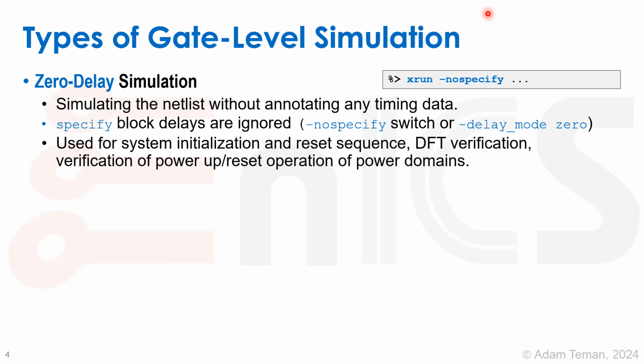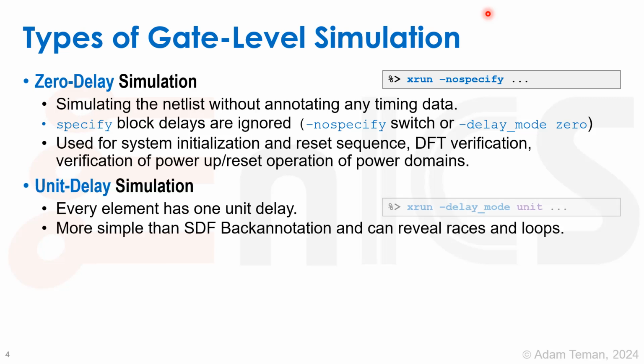Inside our behavioral models of our standard cells, there's going to be something called a specify block, which is really going to tell how we should actually put timing annotation on it. So writing minus no specify will say just ignore these specify blocks altogether. And we use this for system initialization and reset sequence, DFT verification, verification of power up, reset operation, and power domains, etc., because it's the easiest type of gate level simulation in terms of runtime.